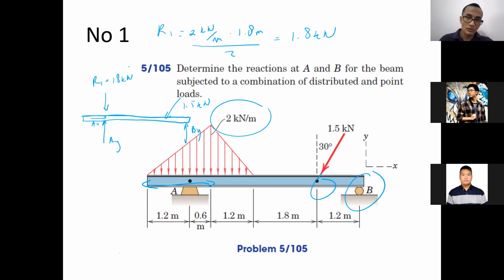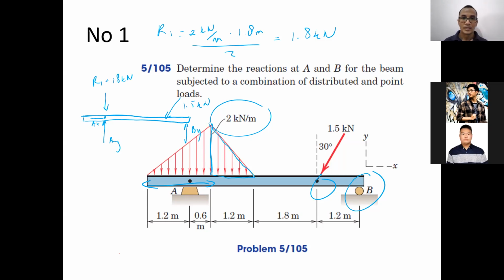Okay, now we take a look at R2. It's about this particular triangle. The length is 1.2 meters. This one is 2 kilonewton per meter as well, so 2 kilonewton per meter multiplied by 1.2 meter divided by 2. So it's 1.2 kilonewton. Okay, and where are we supposed to place it? Two third from zero here, or one third from the maximum.